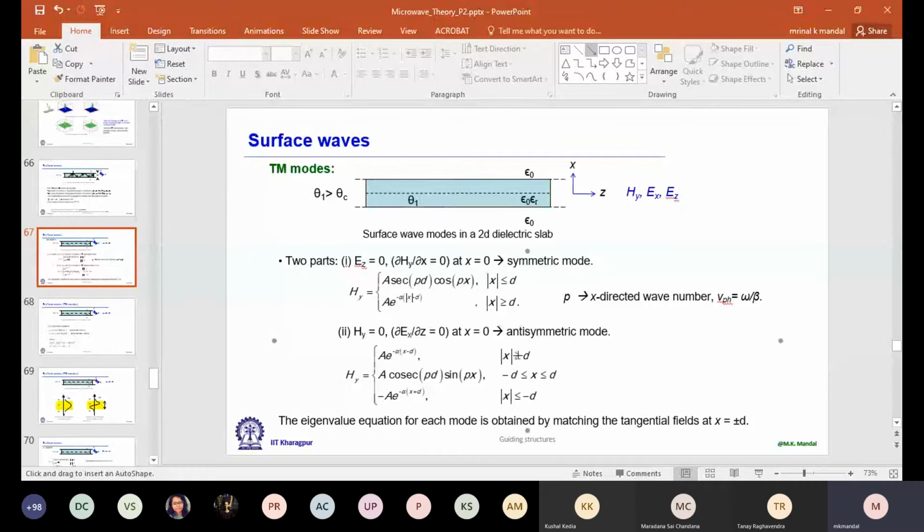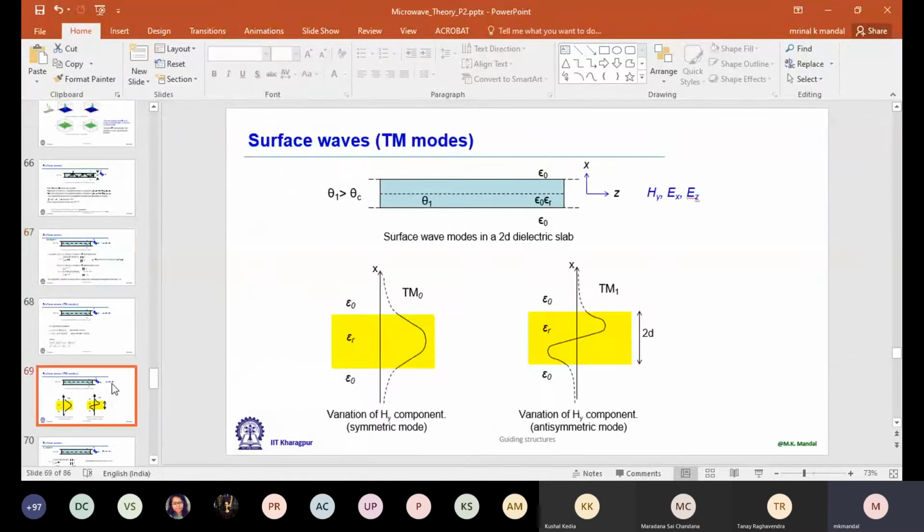Now, we have another group, antisymmetric modes. Here, it is represented by sin Px. All of these modes have 0 on the midplane. Let me show you the plot for TM modes. This is the plot of Hy. You see on the midplane, it is highest for TM0, and then it decreases sinusoidally inside the dielectric, and in air exponentially. The next higher order mode is TM1, which is antisymmetric. On the midplane, Hy is 0, then it varies like this.